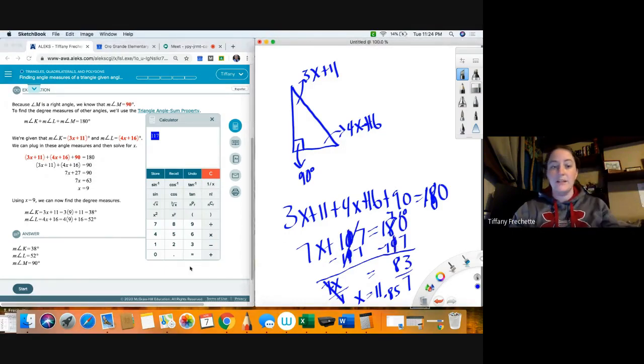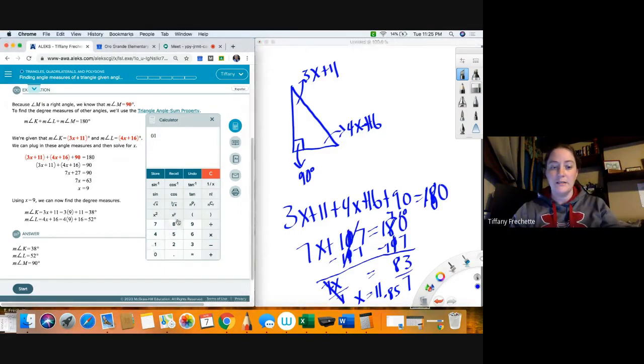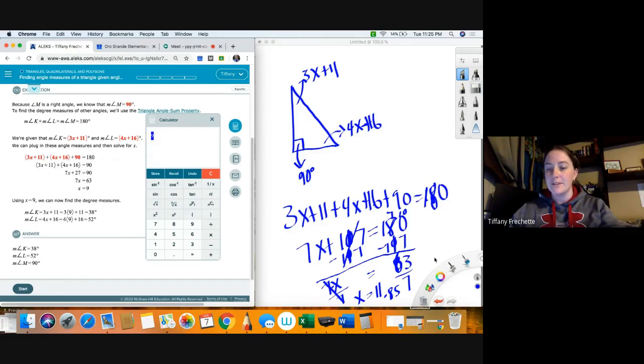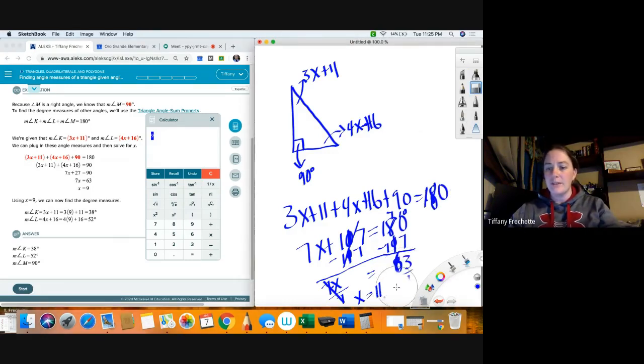So when I do 180 minus 117, I get 63. And 63 does actually divide by 7 as 9. So that makes a little bit more sense because normally they wouldn't give you that funky decimal. So I started to question it so quick because that seemed really ugly. That decimal wasn't quite right.